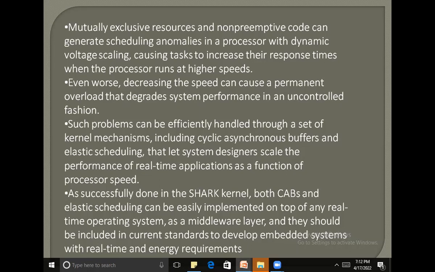Such problems can be efficiently handled through a set of kernel mechanisms, including cyclic asynchronous buffers and elastic scheduling, that let system designers scale the performance of real-time applications as a function of processor speed. As successfully done in the Shark kernel, both CABs and elastic scheduling can be easily implemented on top of any real-time operating system as a middleware layer, and they should be included in the current standards to develop embedded systems with real-time and energy requirements.